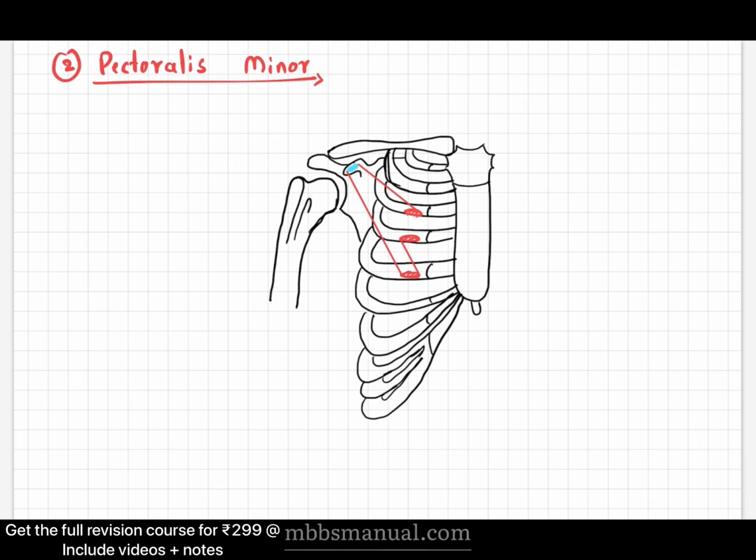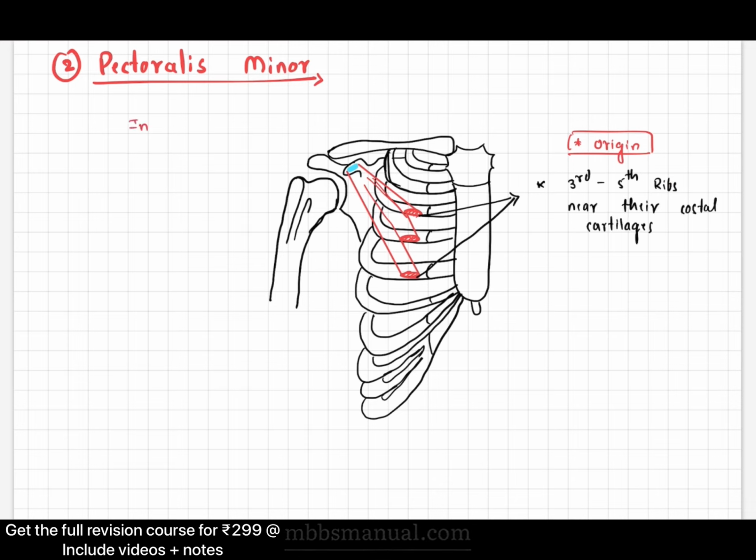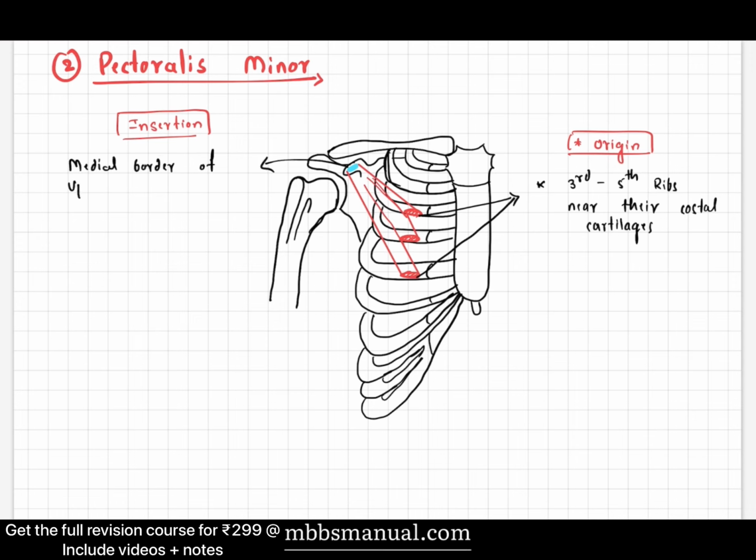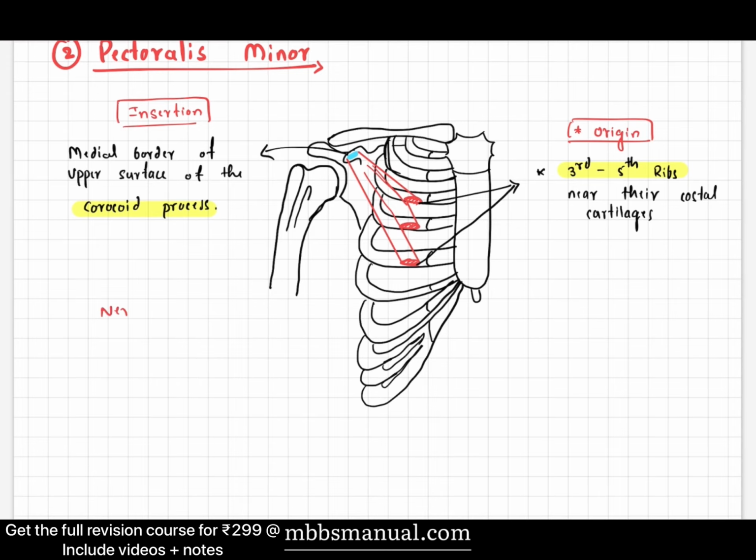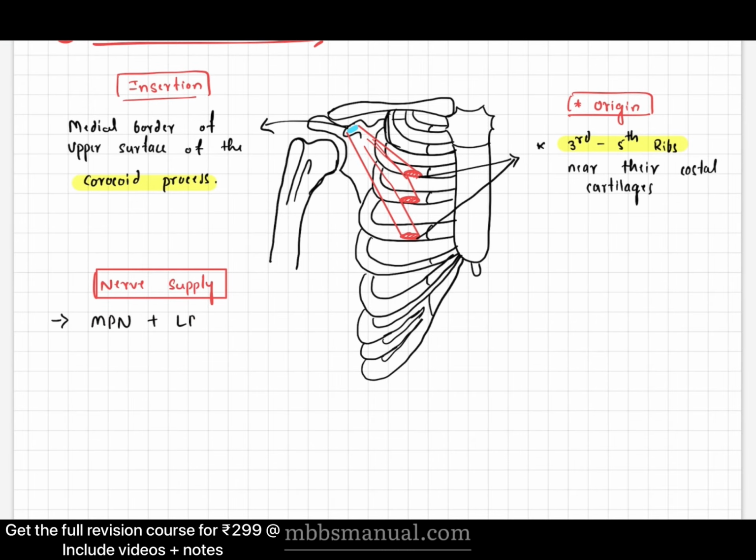Second muscle, pectoralis minor muscle. Put the same diagram, and origin of the muscle. It arises from third to fifth ribs near the costal cartilages. And insertion of the muscle, it is inserted into the medial border of the upper surface of coracoid process. So origin is from third to fifth rib and insertion is into medial border of upper surface of coracoid process. So nerve supply of the pectoralis minor muscle. It is same as that of the pectoralis major muscle, that is medial pectoral nerve and lateral pectoral nerve.